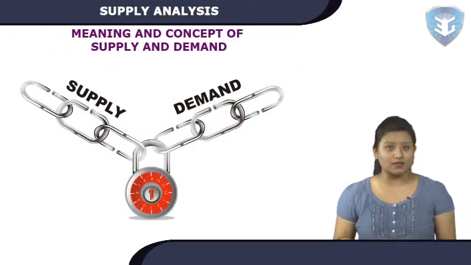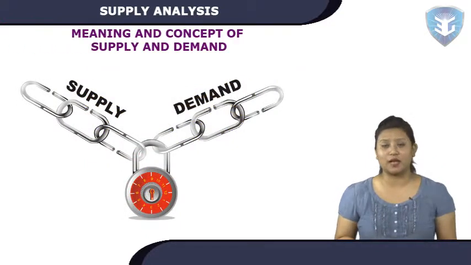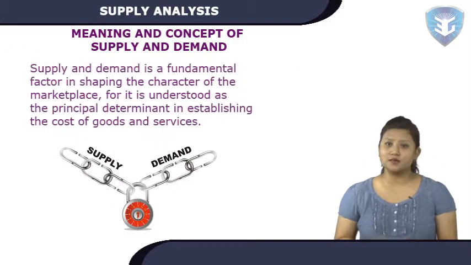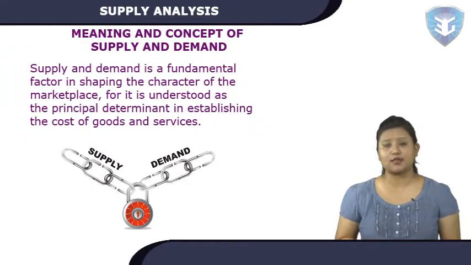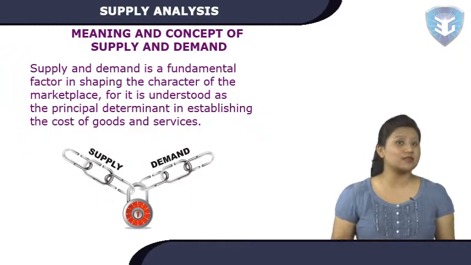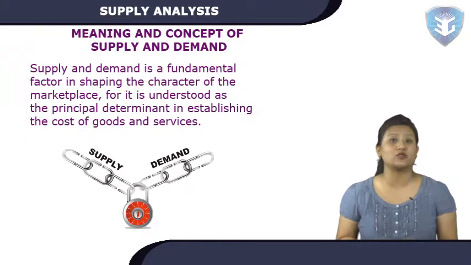Let us now discuss the meaning and the concept of supply and demand. Supply and demand is a fundamental factor in shaping the character of the marketplace, for it is understood as the principal determinant in establishing the cost of goods and services. The availability or the supply of goods or services is a key consideration in determining the price at which those goods or services can be obtained.